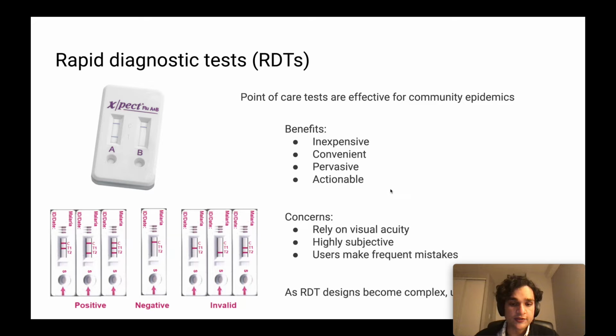However, interpreting results from an RDT is a lot more challenging than it seems. The visual inspection process depends entirely on a user's visual acuity, which is different for everyone. In addition, many studies in the literature have shown a large variance in RDT interpretation results, implying that users make frequent mistakes and the interpretation process is highly subjective. As a result, as RDT designs become more complex, their usability decreases significantly.